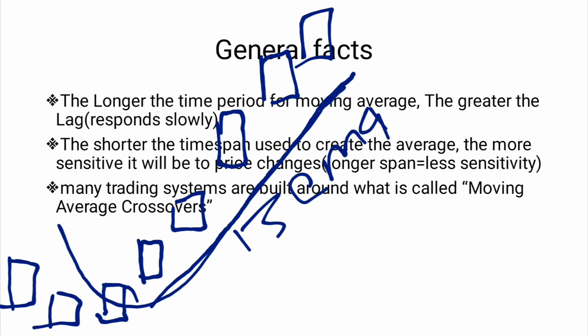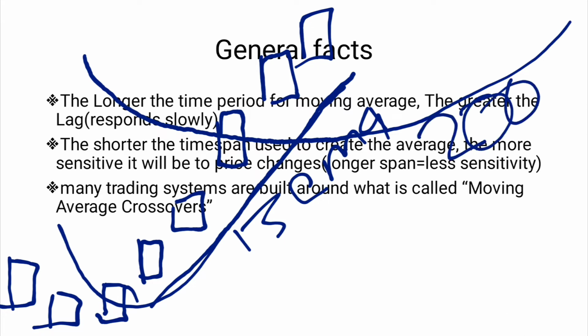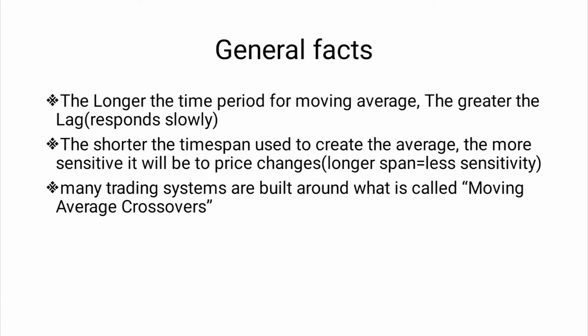So you actually see that the 200 may cross here, which is later, when the price has already moved. So this will be the 200, and then you may see even worse that the 800 is just moving there, with greater lag, or responding slowly. So the shorter the time span used to create the average, the more sensitive it will be to price. If you open your charts now that you know these things, you see the difference.